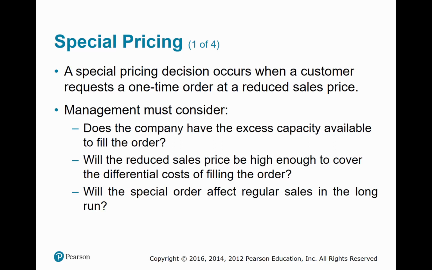So this is the idea. With special pricing, you have to consider, does the company have the capacity available? In other words, do I have to stop producing what I regularly produce in order to do this? Because that's going to change what it costs me. But if I can fit it into my regular capacity, that's money saved, right? Will the reduced sales price be high enough to cover the differential costs of filling the order? So if I give you a special price, will that lower price times the volume still make money on the deal? And will the special order affect regular sales in the long run? If I start doing these big bulk orders, is that going to affect people buying elsewhere?